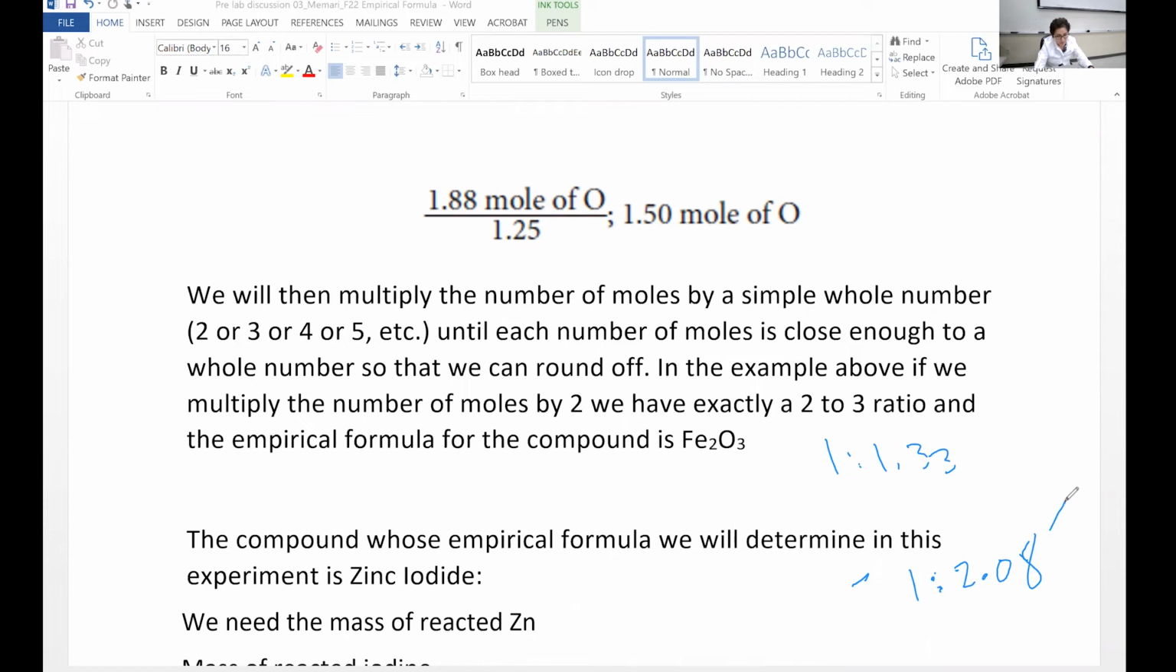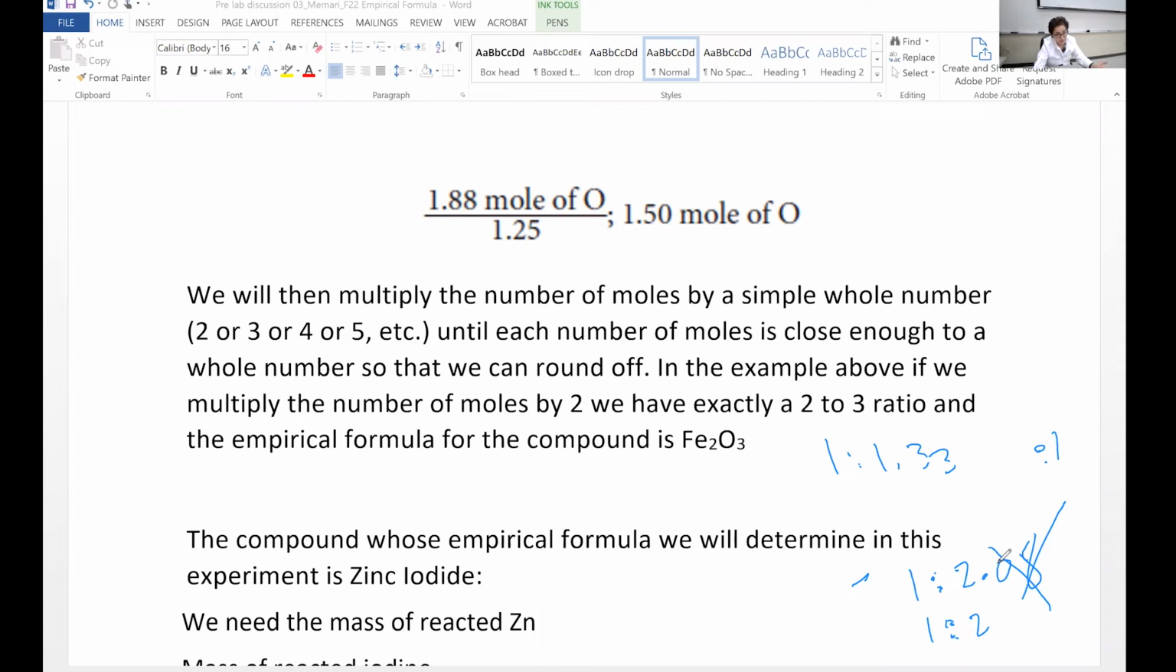So you're just going to round up and say this ratio, you would accept it as like a 1 to 2 ratio, and then you write your empirical formula. So the ratio, when you find the lowest mole number ratio, it should be within 0.1 from each other, or 0.1 from the whole number.